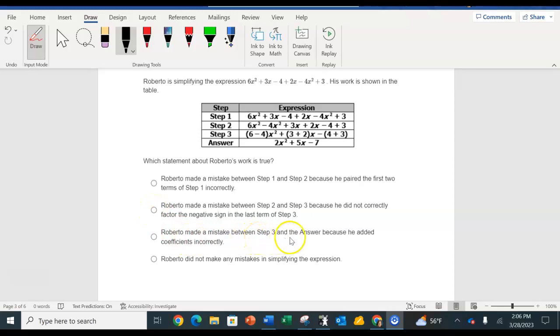He did not, because he did not add the coefficients. Because he added the coefficients incorrectly, that's not in step 3. So he did distribute that negative to both of those. See, negative 4 plus 3 would be negative 1, not negative 7. But that's not what he did in step 3. So Roberto did not make any mistakes. He did make a mistake. So the second answer here is the best or the correct answer.